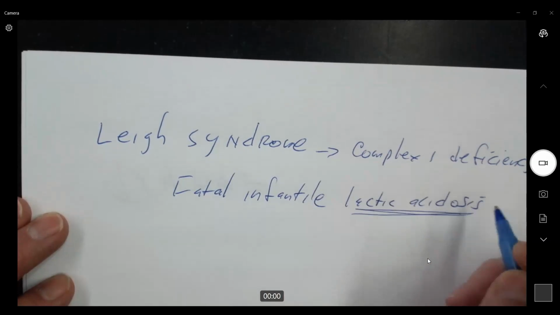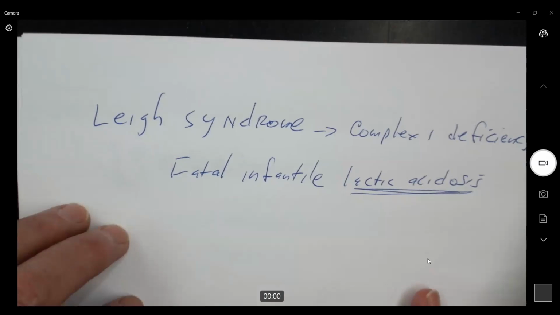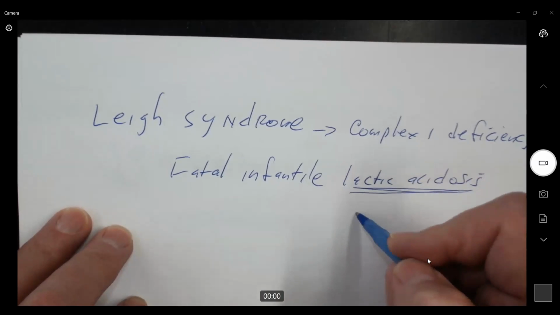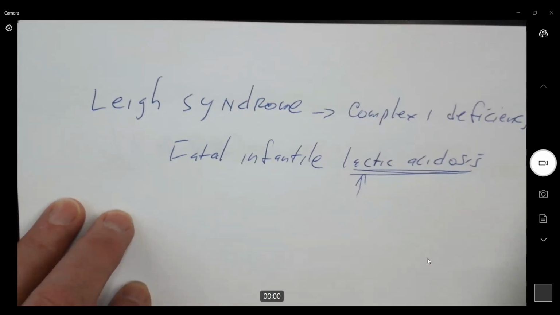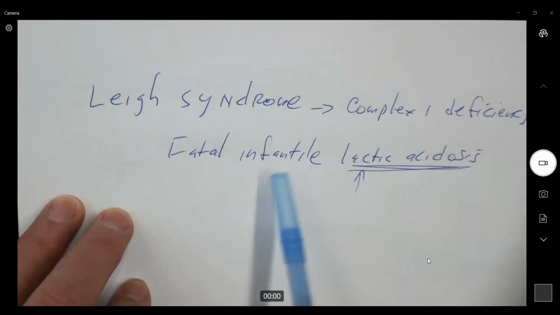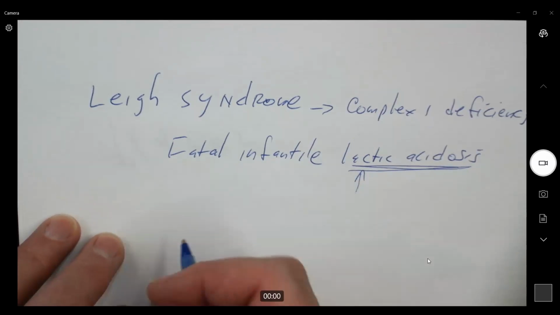And this is kind of interesting. If you cannot properly send those electrons down the electron transport chain, where do they go? They go to pyruvate and they make lactate. So you make lots of lactate, you have acidosis. This becomes fatal very early in life, as you can see.